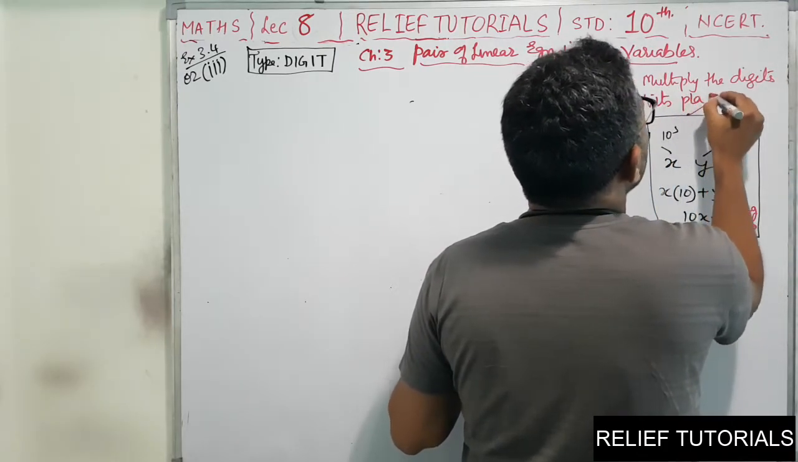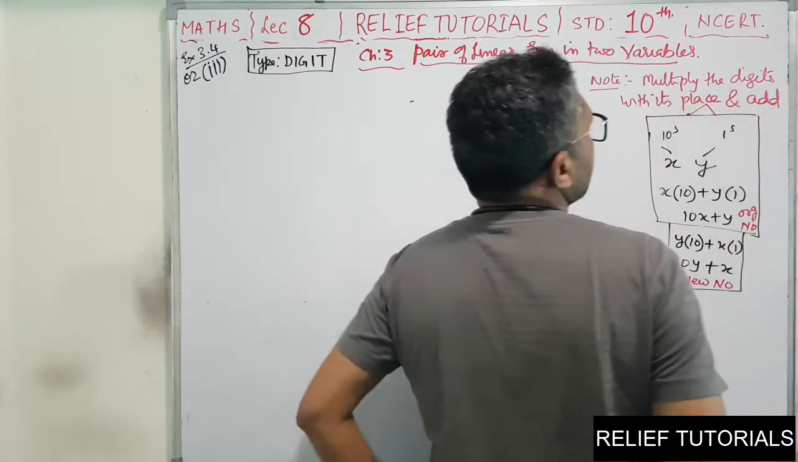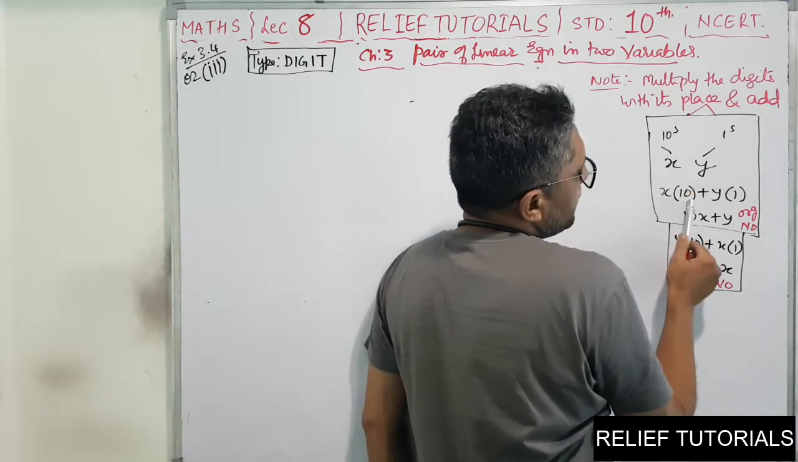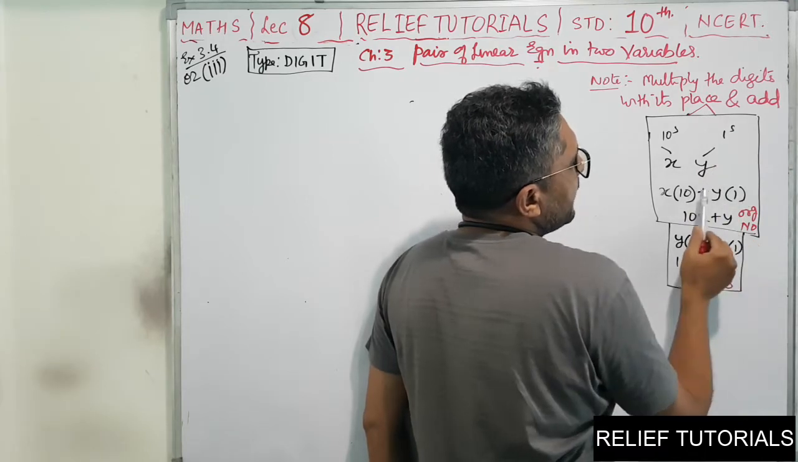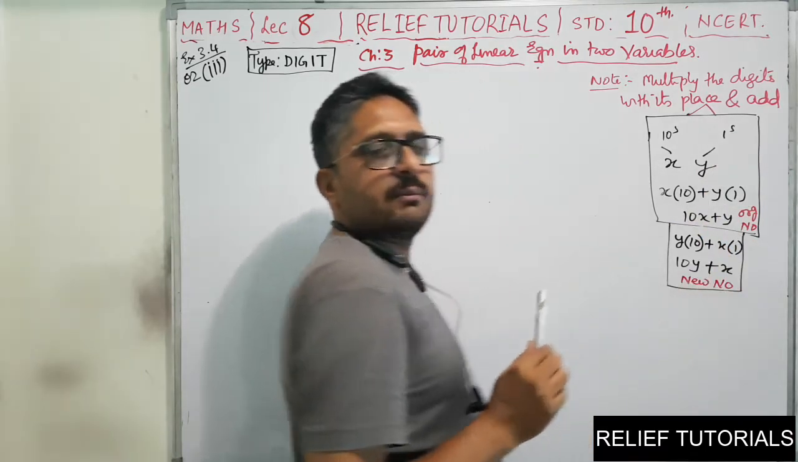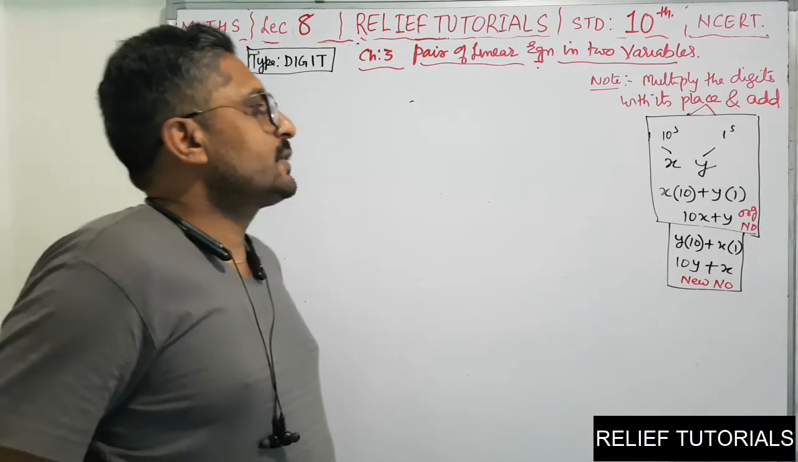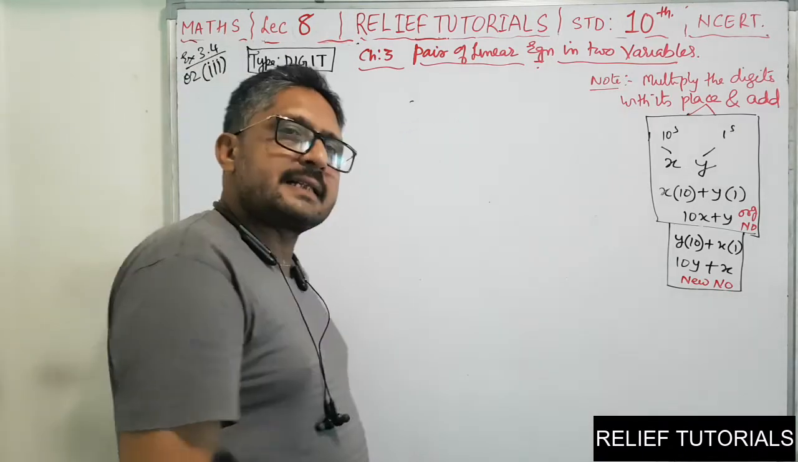Multiply the digit with its place and add. So what we are doing, see here, this is the digit and its place is 10, so we are multiplying that. This is the digit and its place is 1, so we are multiplying that, and then we are adding. So multiply the digits with its place and add, so you will get the original 2-digit number. So we will do some problems based on this concept.